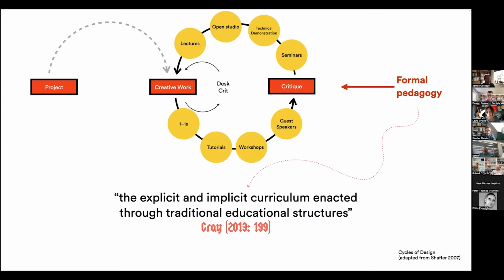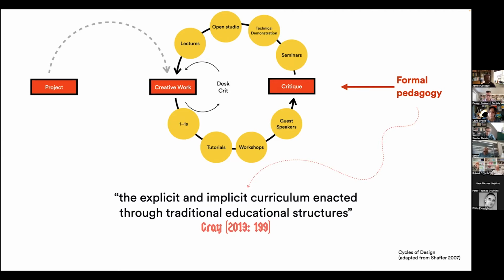Colin Gray's done quite a lot of stuff around informal, particularly informal peer critique. And in one of his papers, he comes the closest that I've seen really to trying to define, I suppose, formal pedagogy: the explicit and implicit curriculum enacted through traditional educational structures. So we're hinting at some of those educational structures. I think what Colin's definition does there is it expands it out a little bit more to include other aspects of the educational process. So there's formal.